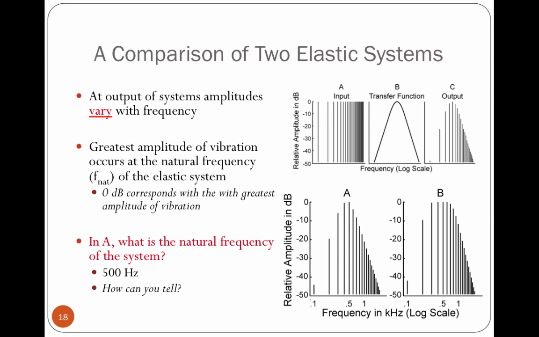Now the greatest amplitude of vibration, in the top example, is at the middle frequencies. The greatest amplitude of vibration occurs at the natural frequency of the elastic system. In figure A, the bottom panel, what's the natural frequency of the system? So where does the vibration occur at the greatest level? At 500 hertz. You see how there's the highest amplitude there?